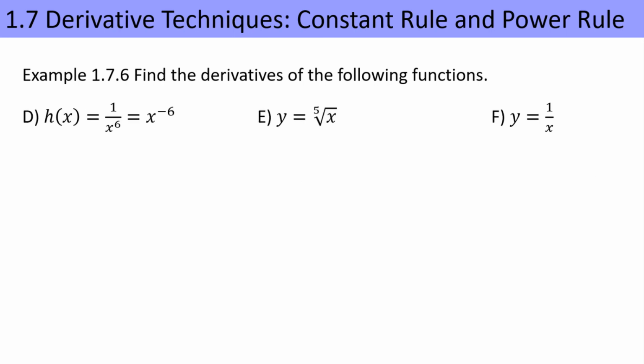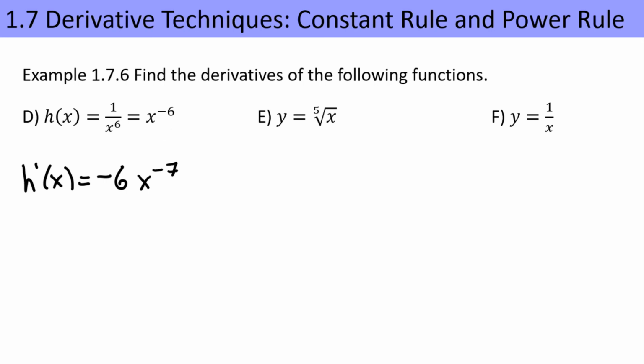h of x equals 1 over x to the 6th, which can be written as x to the minus 6th. That's the form we needed in order to use the power rule. To find the derivative, we have h prime of x is equal to negative 6, we bring that down and write it as a coefficient, times x to the power of negative 6 minus 1, which would be negative 7.